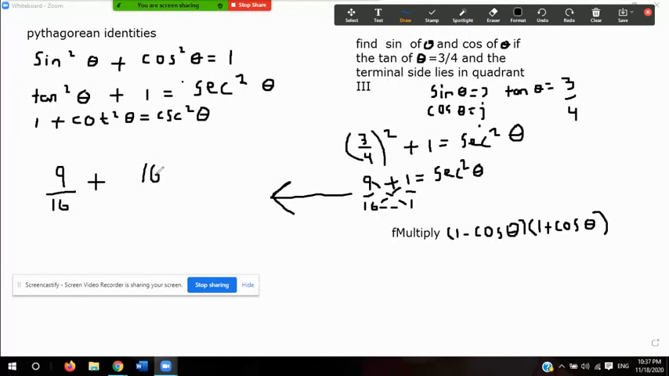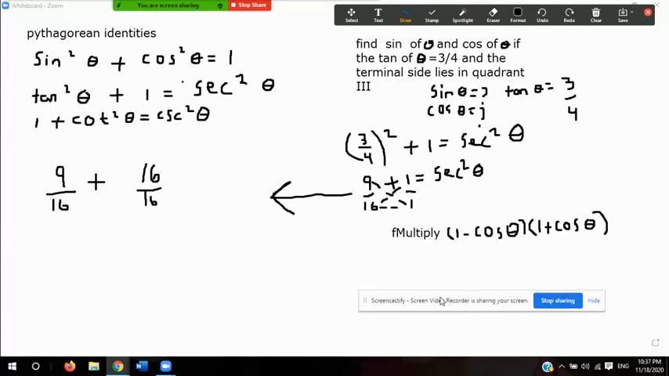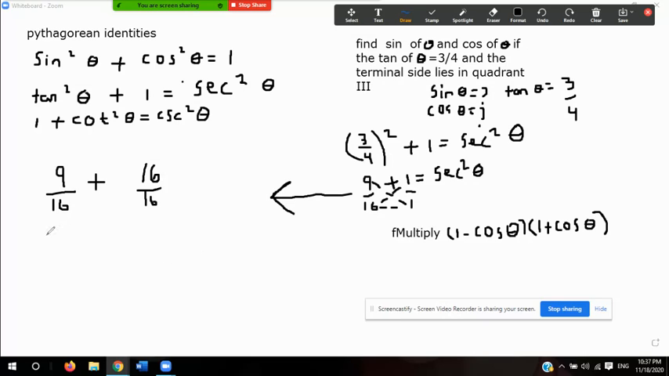So 16/16, and we're going to add, and 9 plus 16 is 25. So we actually have 25 over 16, which is what you get when you add 9 plus 16. And that equals the secant squared of theta.